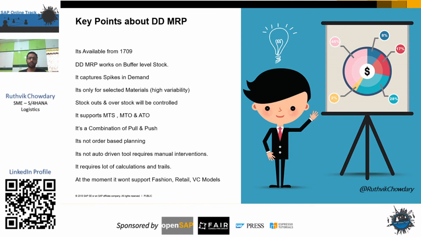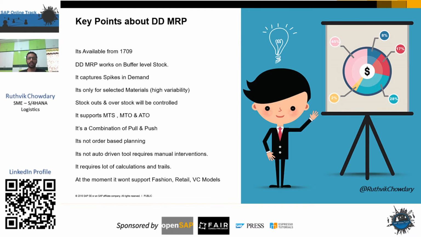It supports make to stock, make to order, and ATO processes. It is a combination of pull and push, where pull and push correspond to make to stock and make to order, so it supports both planning scenarios. It is not order based planning. People might think DDMRP means a new type of MRP, but it is not order based planning.